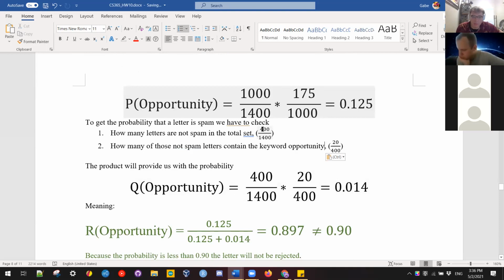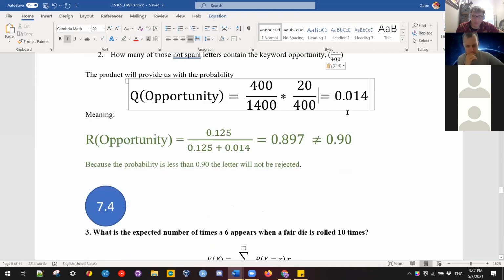And then how many not spam contain, or just in general exist, the first set. The second unique, independent set is how many not spam contain the keyword opportunity. And so that would be 20 over 400. And then you could just plug and chug. And it is this, which is not equal to 0.90. And so that is less than, and so we're good. So everything's solid in that regard.